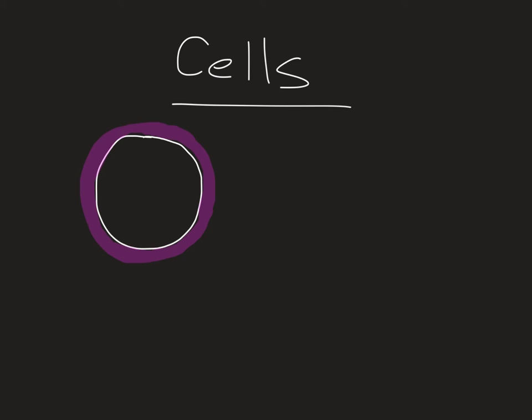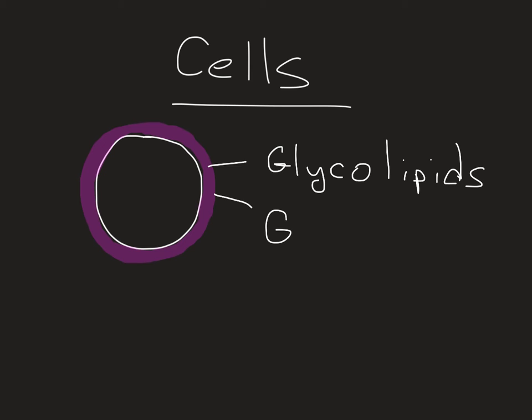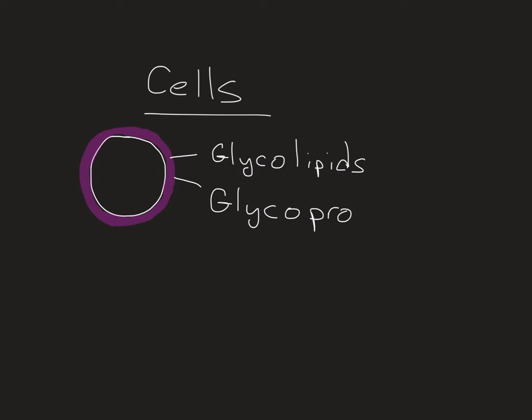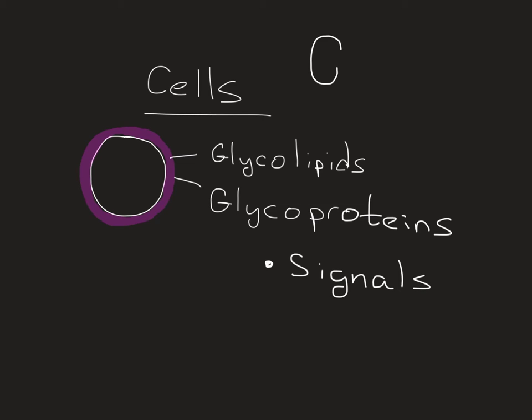But there are these things called glyco, meaning sugar, right? Lipids. So maybe these are lipids that are tethered to sugars. There are these things called glycoproteins. Glycoproteins again are sugars that are attached to what? To proteins. And these both act as signals. Almost like a key in a lock or a flag.